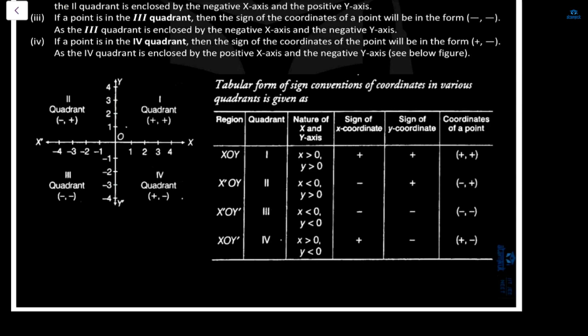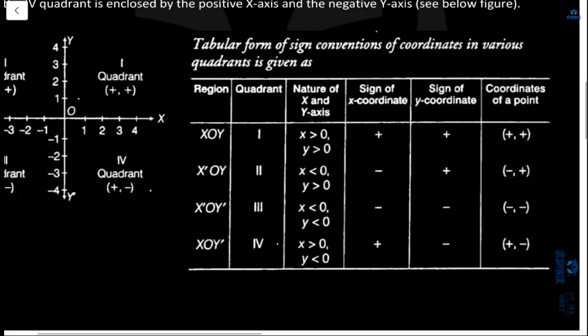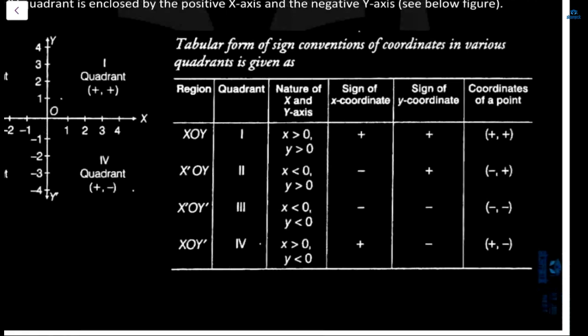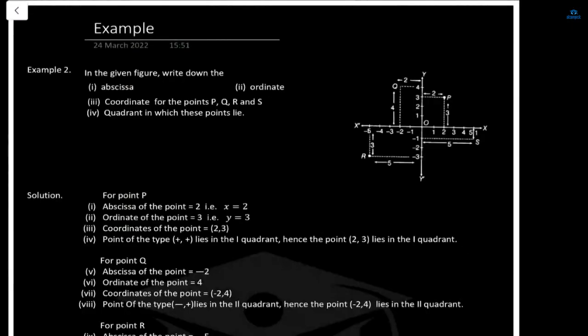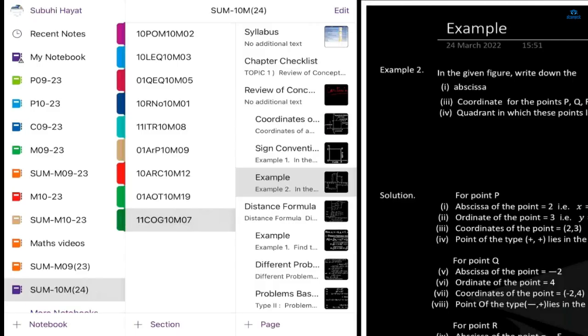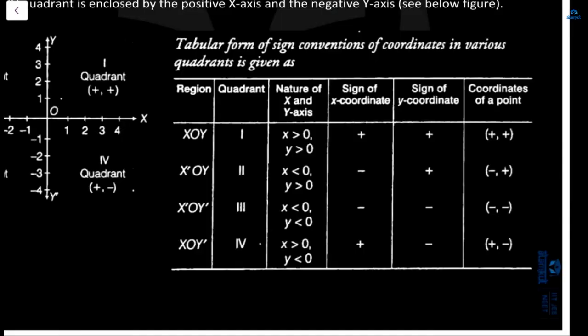You can take a screenshot of this chart where the quadrants, the region, the nature of the x-axis and y-axis, the signs of x and y, and the coordinates are mentioned. No need to learn it, it makes sense: if x is negative then it is less than 0, and if y is positive then it is greater than 0. The region is represented as x, origin, y, then x dash, origin, y dash. It's alright, we'll move on.